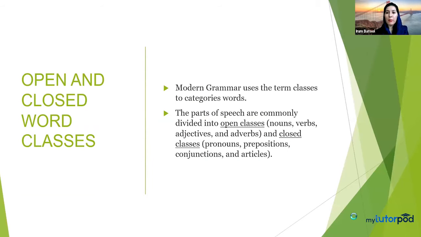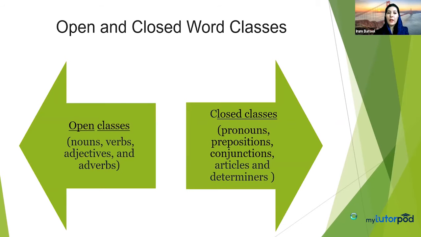Now, modern grammar uses the term classes to categorize these words. The parts of speech are commonly divided into two main categories of classes, which are open class categories of words and closed class categories of words. The words that belong to the open class category are nouns, verbs, adjectives, and adverbs. And the words that belong to the closed class category are pronouns, prepositions, conjunctions, articles, and determiners.